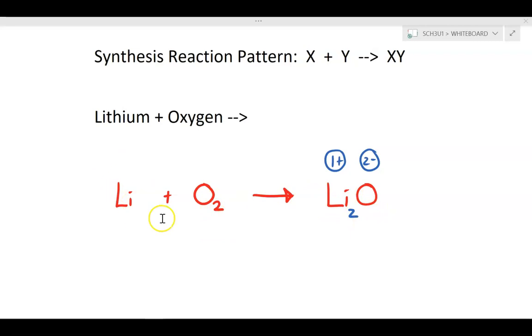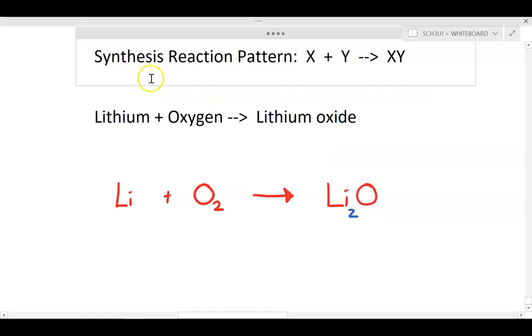We are rearranging these atoms. They're no longer going to be attached the same way. They're turning into a brand new structure. And that new structure must follow the zero sum rule. Alright, I'm going to remove my rough work now. And here I have my skeleton equation. Lithium reacts with oxygen to produce lithium oxide.